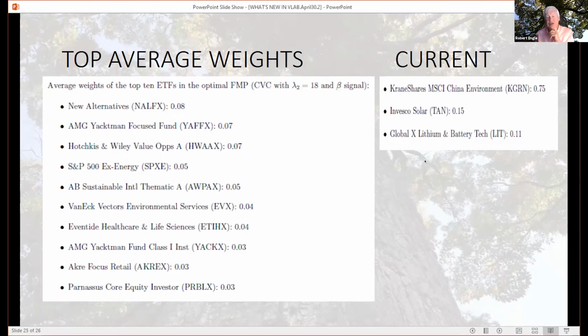And interestingly, what are the funds that are in this portfolio today? It turns out it's made up of 3 funds: a Krane Shares MSCI China Environment Fund, a famous clean energy fund, the Invesco Solar Fund, which has the great acronym of TAN, and then a battery and technology fund. So this is what this portfolio would be holding today.